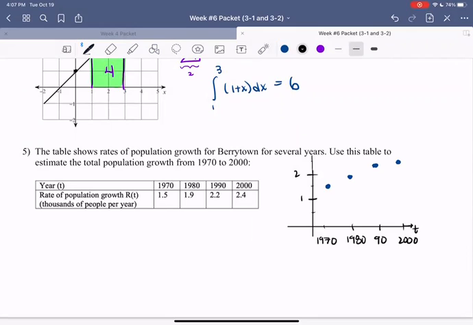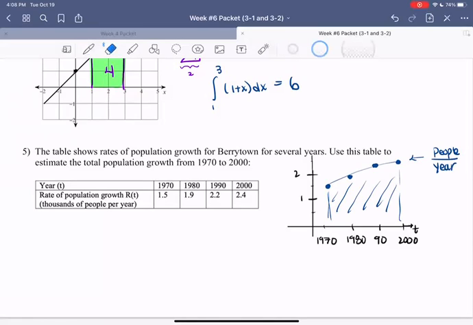Because this graph, or this function, is telling us the change of thousands of people per year, if we determine the area underneath our curve, that will tell us the total amount of people that have come into the town between those years of 1970 and 2000. So I want you to try to approximate that area by using a Riemann sum.